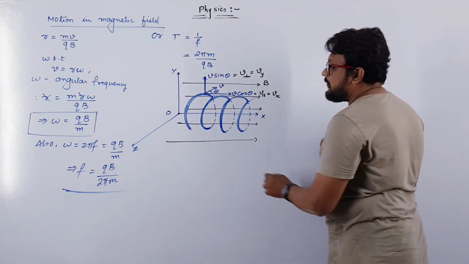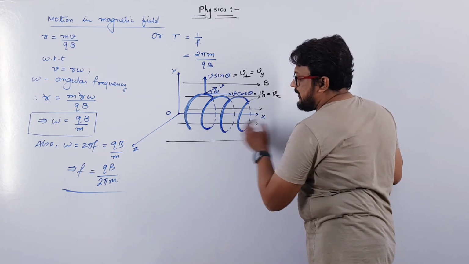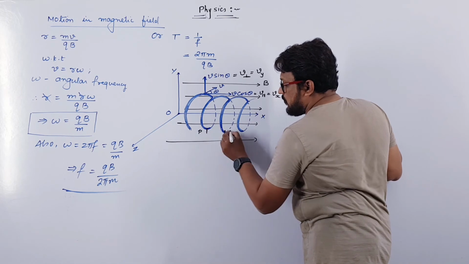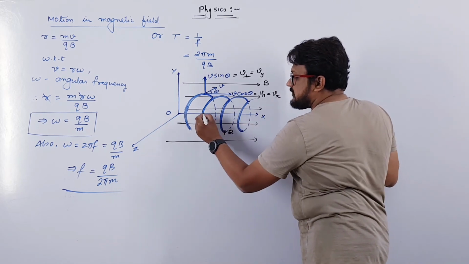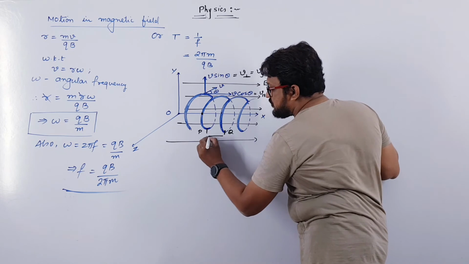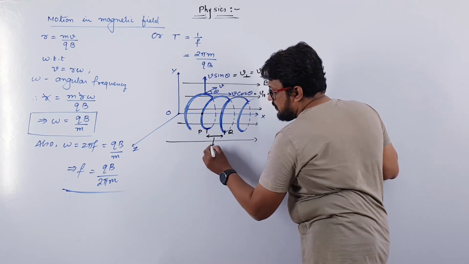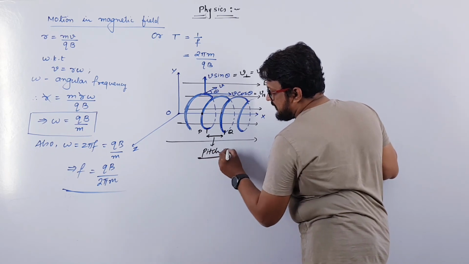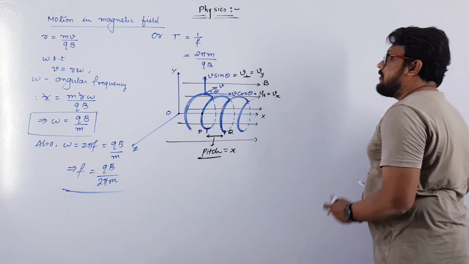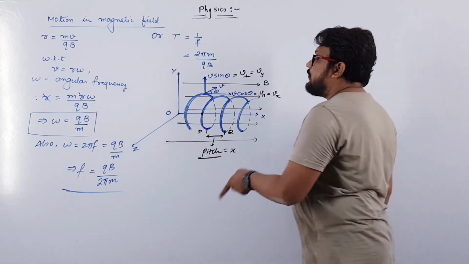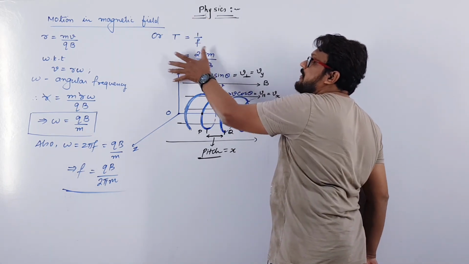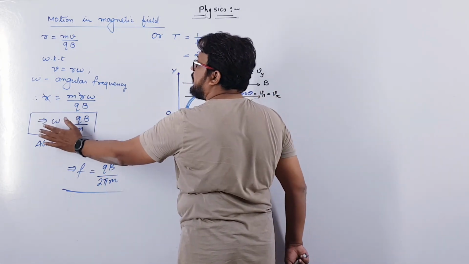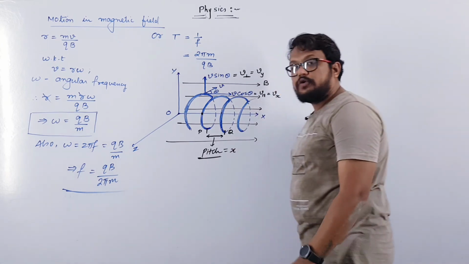Now the distance between these 2 points, let us say P and Q, or any 2 points, this and this point, right, is known as the pitch of the helix. So this is the pitch. Let us write this as x. So obviously, what will be the time taken to complete one revolution? This will be the time taken by the particle to complete one revolution in this uniform magnetic field. This will be its frequency, this is angular frequency, and this will be the radius of its circular path.